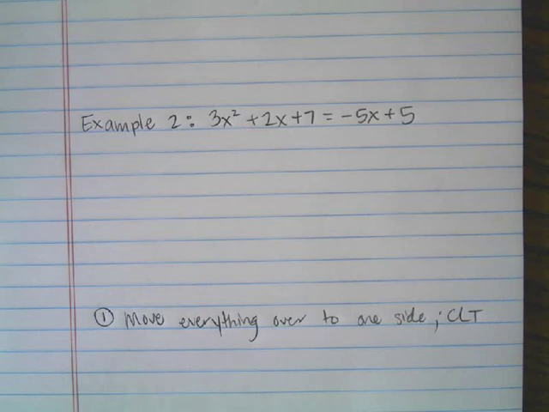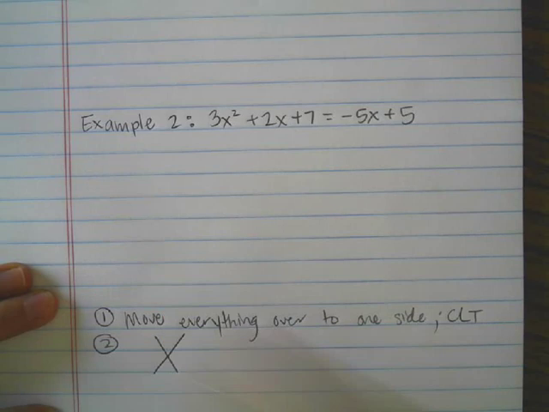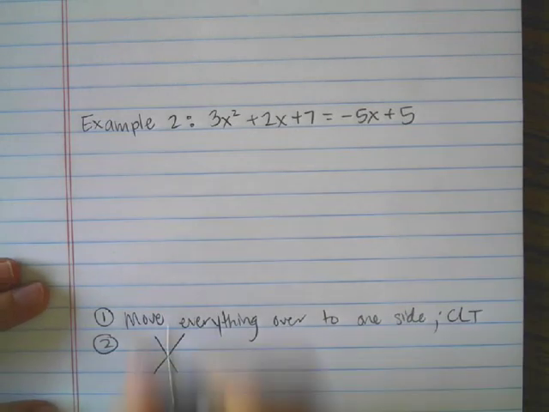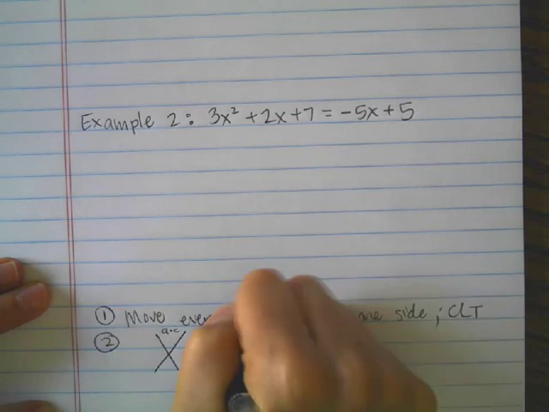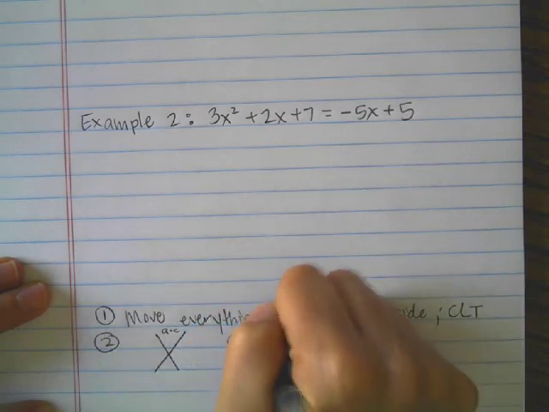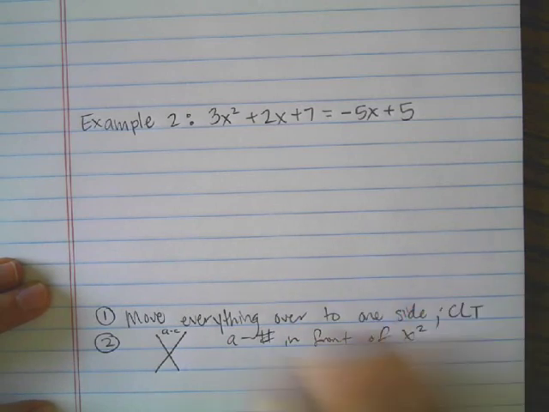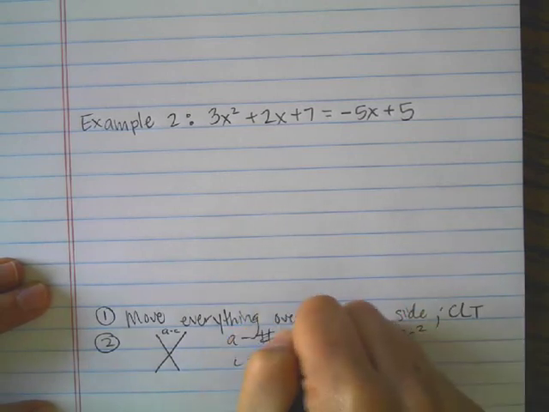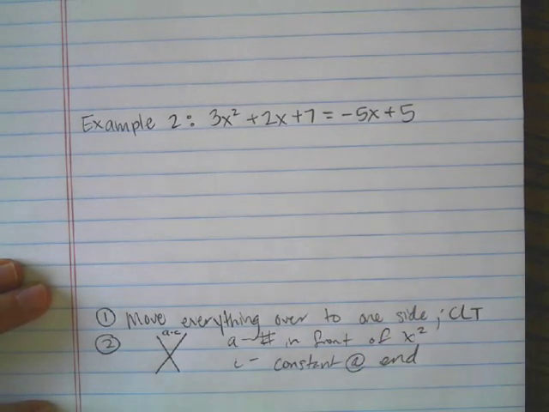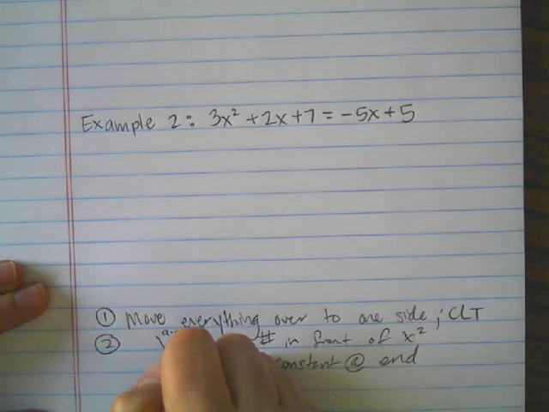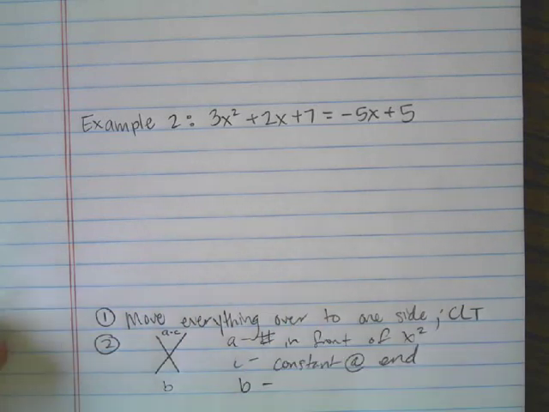Okay? Then you're going to make an X like this. On the top of the X is going to go A times C. A is the leading coefficient, or we'll just say the number in front of X squared. C is the constant at the end. And then on the bottom here is going to be B. And B is the number in front of the X.